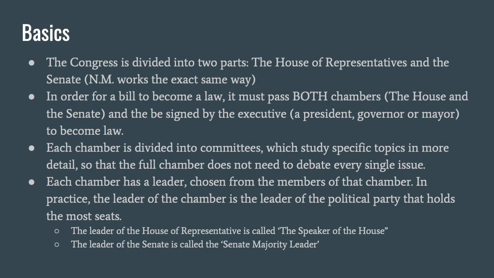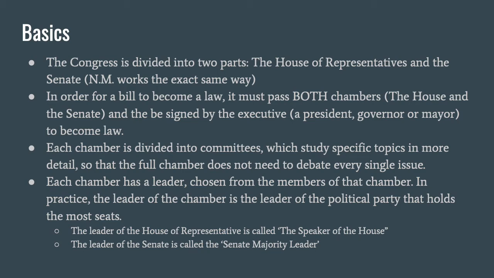But the basics are that the United States Congress, as well as the New Mexico State Legislature, are divided into two parts. You have the House of Representatives and the Senate. In both the case of the United States and New Mexico, the House of Representatives is the larger body, meaning that there are more representatives than there are senators. In the United States Congress, your representatives are based upon the population of your state, and every state gets two senators. That's how it splits.